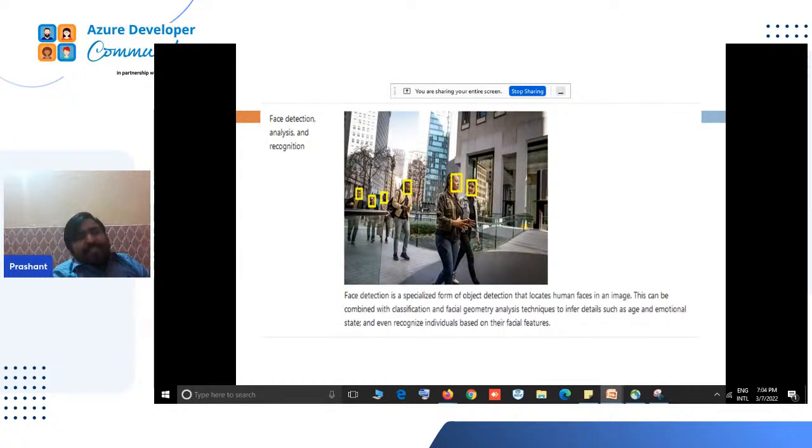And next up is face detection, analysis, and recognition. These technologies are also quite prevalent these days, whether in biometric systems or even in phones. We all must be using phones where some of them support the face lock technique. All these leverage such a class of algorithms, that is face detection, analysis, and recognition.